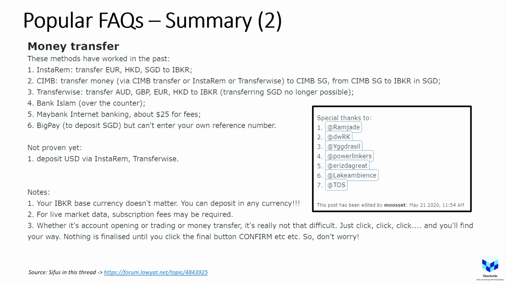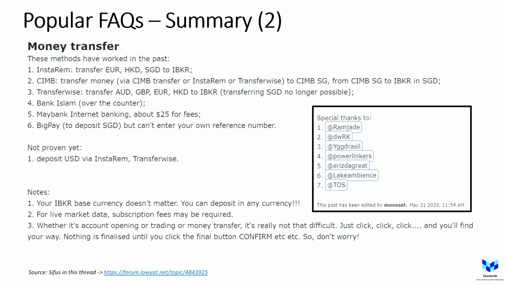So say for example, I want to transfer 1,000 Singaporean dollars to IBKR Singapore, right? So basically at Instagram, I want to do this. I give them the money. Instagram will probably instruct one of their partnering banks or financial institutions in Singapore to transfer that money to IBKR Singapore. So that's how it works.